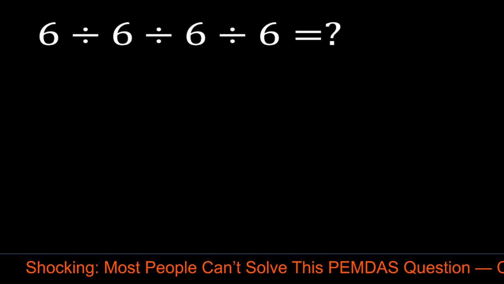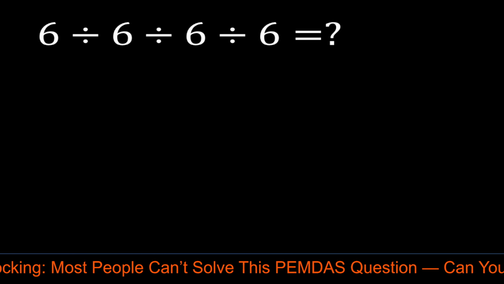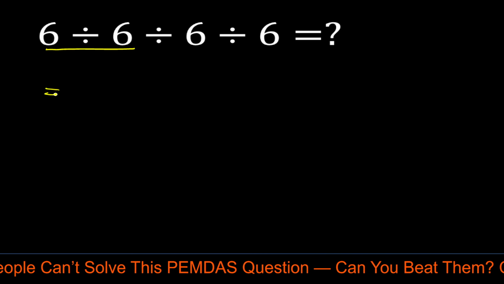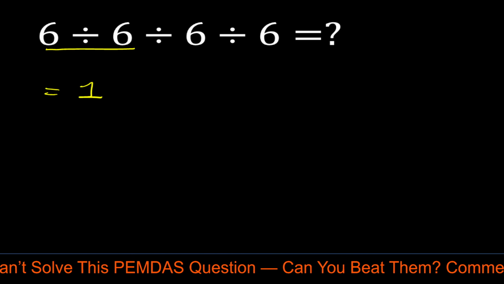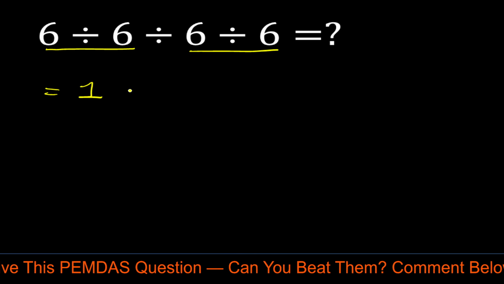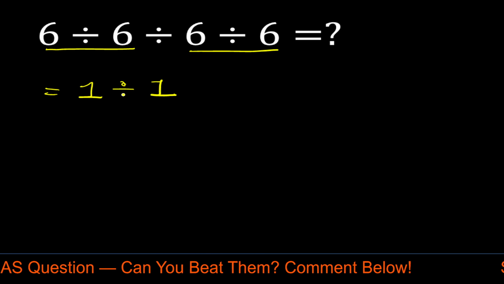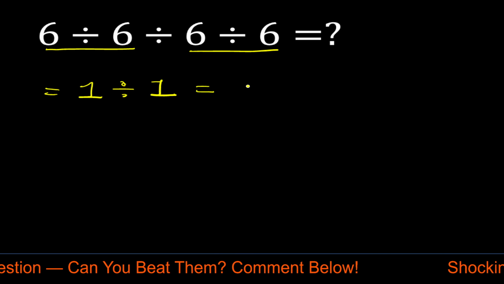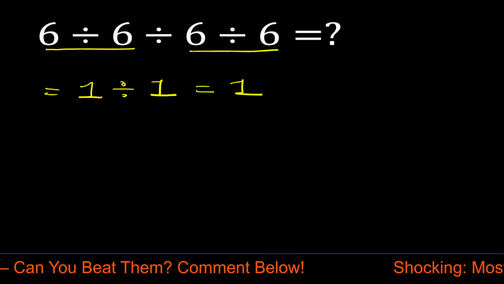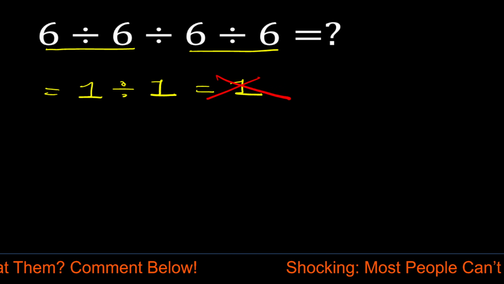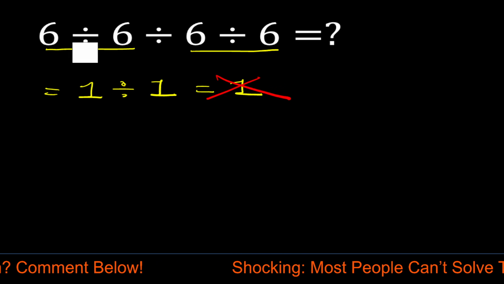So most people solve this question like 6 divided by 6. So 6 divided by 6 is equal to 1, right? Then again 6 divided by 6. So 6 divided by 6 is equal to also 1. Now 1 divided by 1. So 1 divided by 1 is equal to 1, right? But this answer is not correct. This answer is completely wrong.